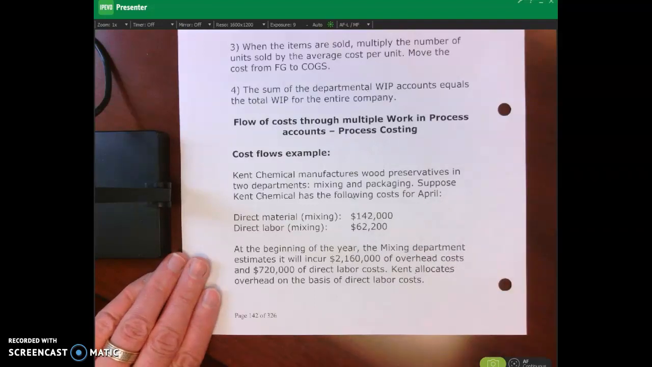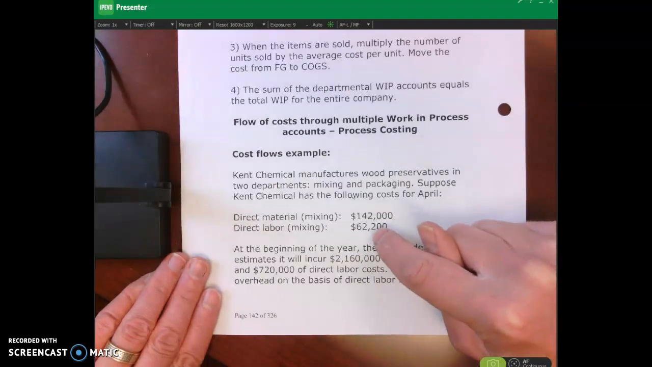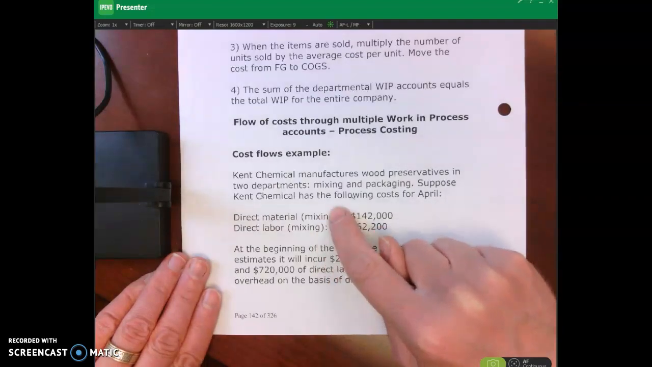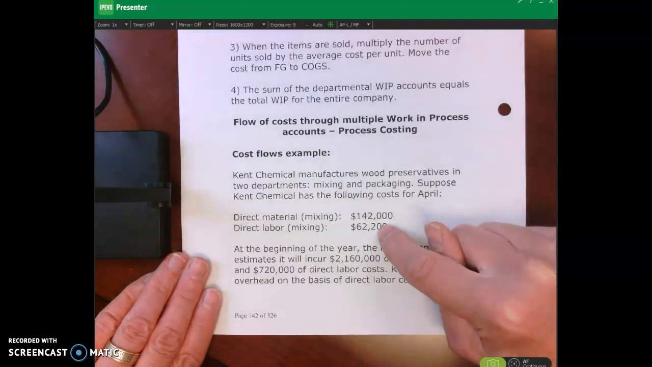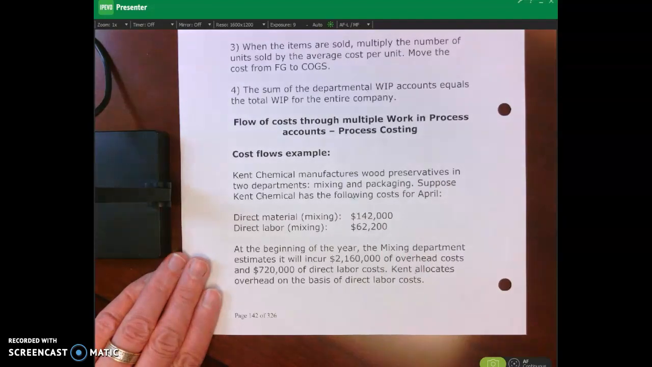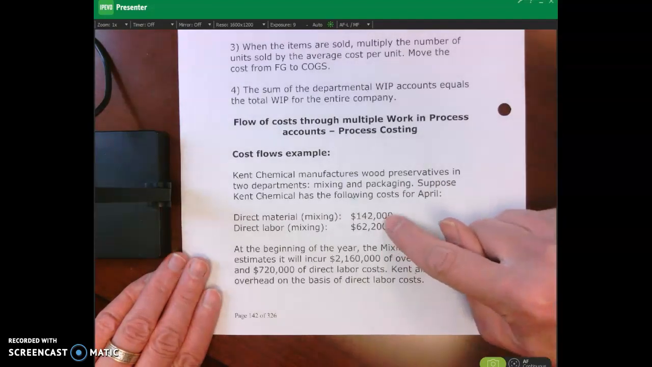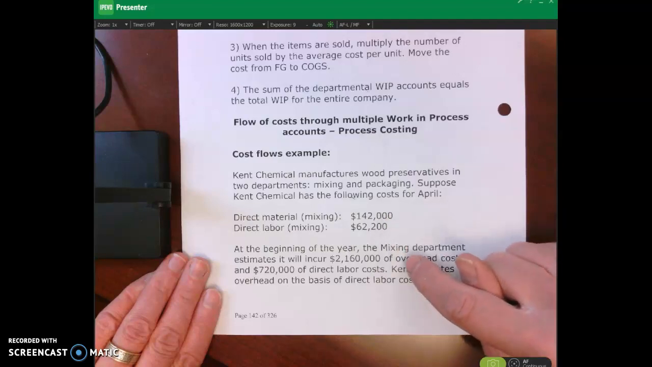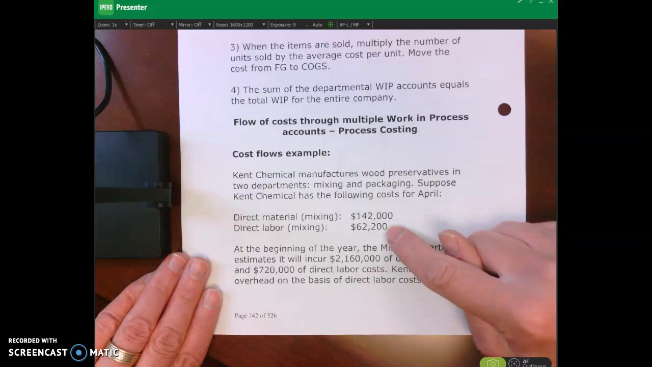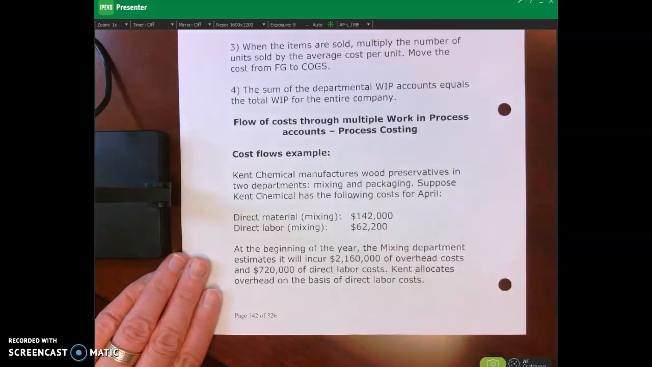So here's what I want you to do. I want you to pause the lecture video. First, calculate the predetermined overhead rate, just like what we did with job order costing, and then apply the overhead to the mixing department by taking that rate times the amount of direct labor used by the mixing department. Then hit pause, and then we'll come back and check your work.